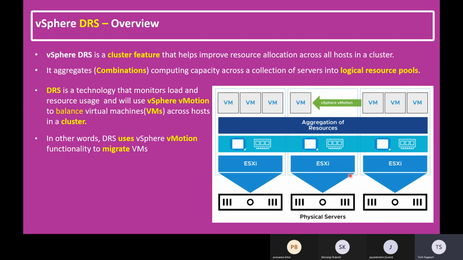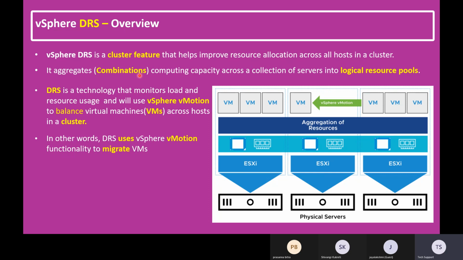Even if you see in this diagram, we have 3 physical servers. On top of the 3 physical servers, we install the ESX operating system. When we create a cluster, the aggregation of resources, that means the combination of ESX resources, makes it one logical resource pool. Within this pool, the purpose of DRS is to automatically balance the load across these ESX hosts using the vMotion technique. So that is the same point I highlighted in the description.